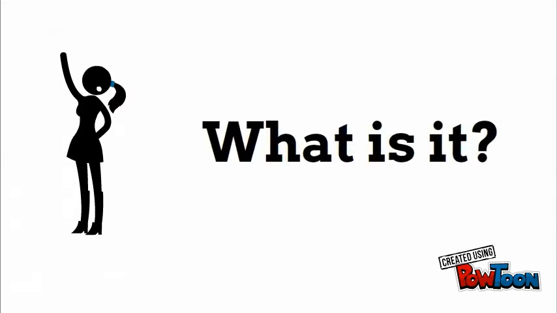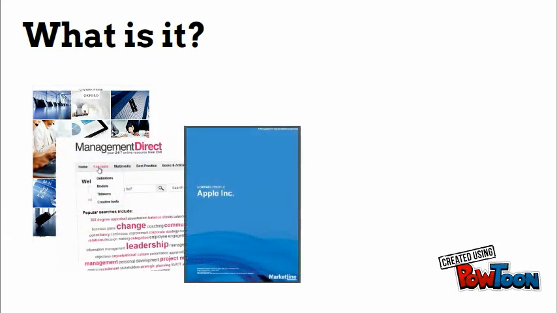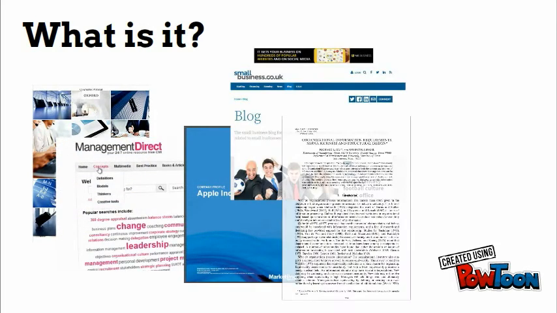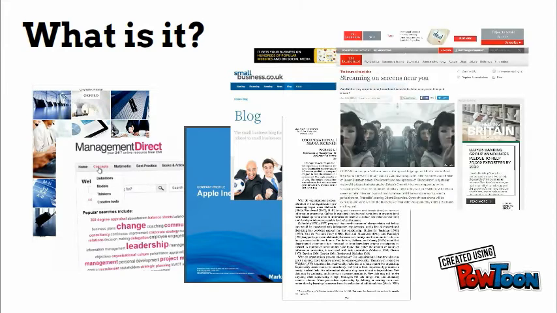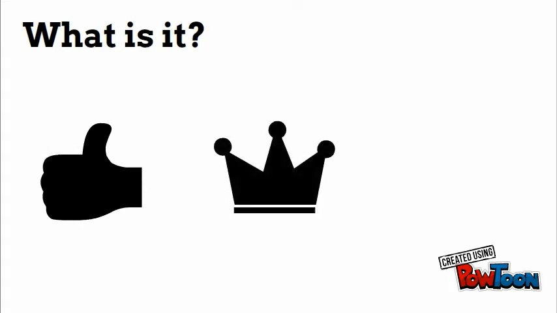The first one is, what is it? A good way to start an evaluation is to ask yourself, what is the resource I'm looking at? Is it a book? Is it a website? Is it a company report? Is it a blog? Is it a journal article? Or is it a magazine article? Then ask yourself how reliable and how authoritative the resource is.